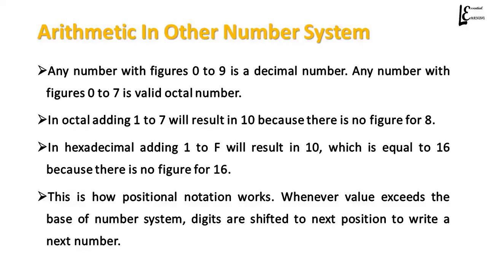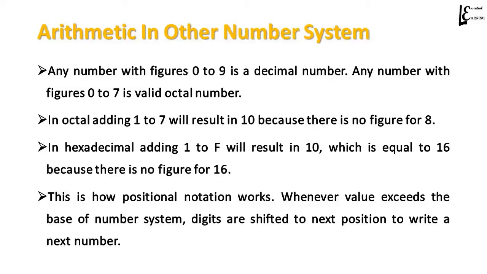You have learned counting as a child. When you count higher than 9, you start using same figures to represent a number. Any number with figures 0 to 9 is a decimal number. Any number with figures 0 to 7 is a valid octal number. In octal, adding 1 to 7 will result in 10 because there is no figure of 8. In hexadecimal, adding 1 to F will result in 10, which is equal to 16 because there is no figure for 16. There is, however, positional notation.